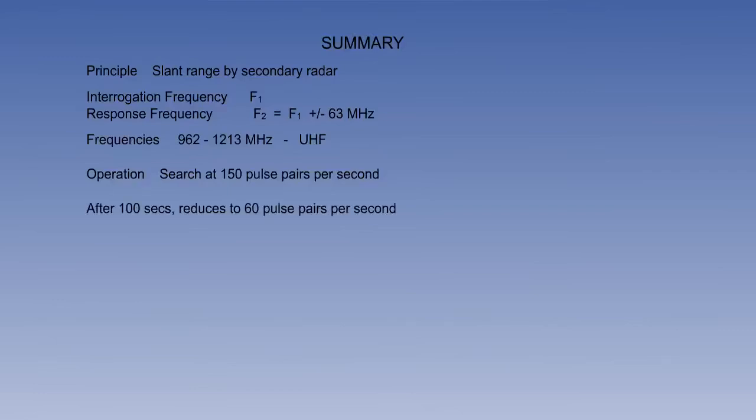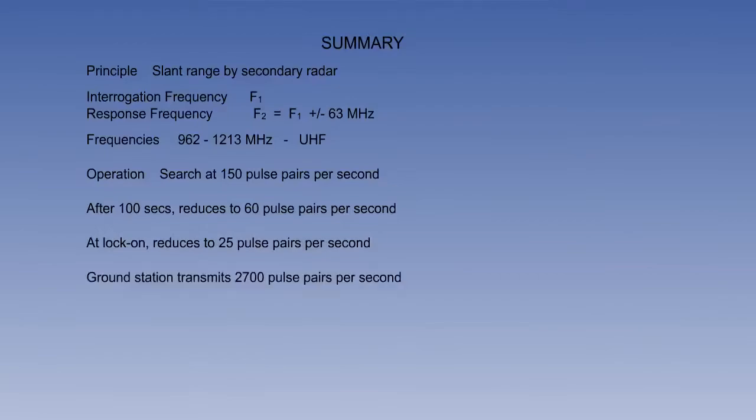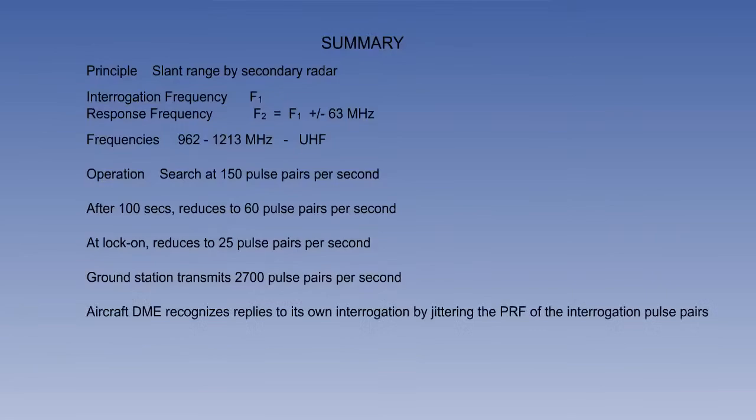If, after 100 seconds, lock-on is not achieved, the search reduces to 60 pulse pairs per second until lock is achieved, or a new channel is selected. At lock-on, the rate reduces to 25 pulse pairs per second. The ground station transmits 2,700 pulse pairs per second. The aircraft DME recognizes replies to its own interrogation by jittering the PRF of the interrogation pulse pairs.